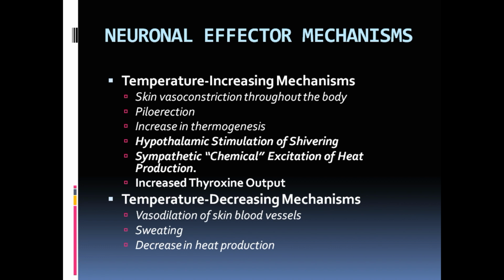Sweating promotes the heat loss by evaporation, and it is the major mechanism for heat loss during the summer or when the environmental temperature is higher. Then comes the decrease in heat production. As we have studied all these thermogenic effects, in case of muscle stimulation, in case of uncoupling reaction, all these thermogenic effects are decreased and there is a decreased heat production in the body to bring down the body temperature.